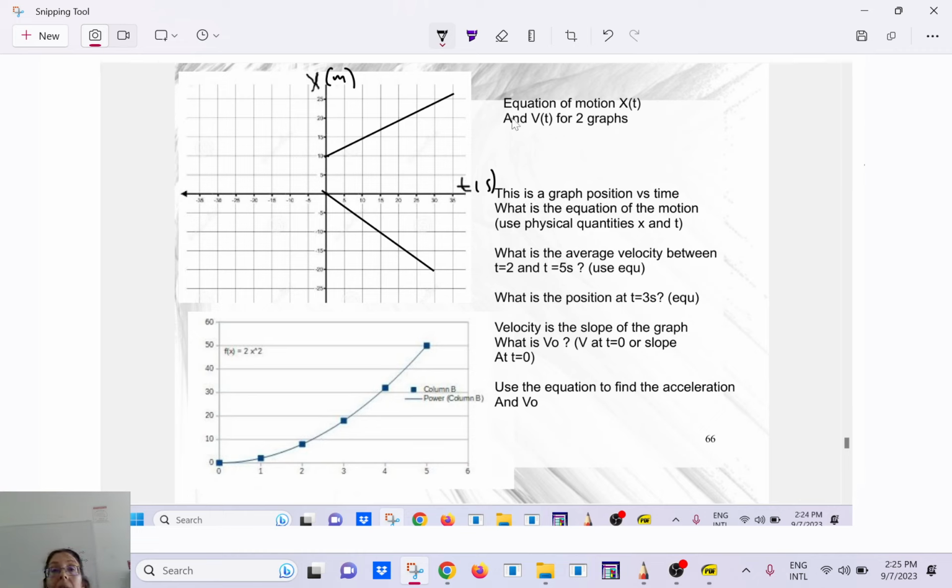How did I get 45? It was t equals 3. So it's going to be 3 times 3 is 9. 9 times 5 is 45. So you went down by 45. Okay? And then you do 80 minus 45 is 35. So that will be the position. Don't confuse the position and the displacement. Is that clear?